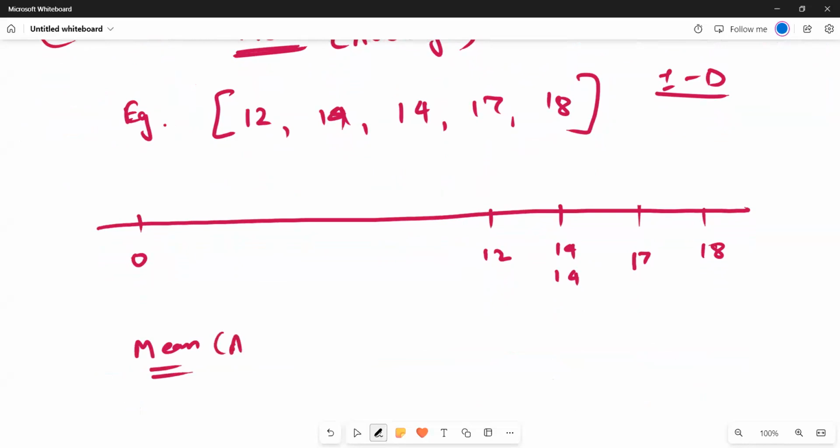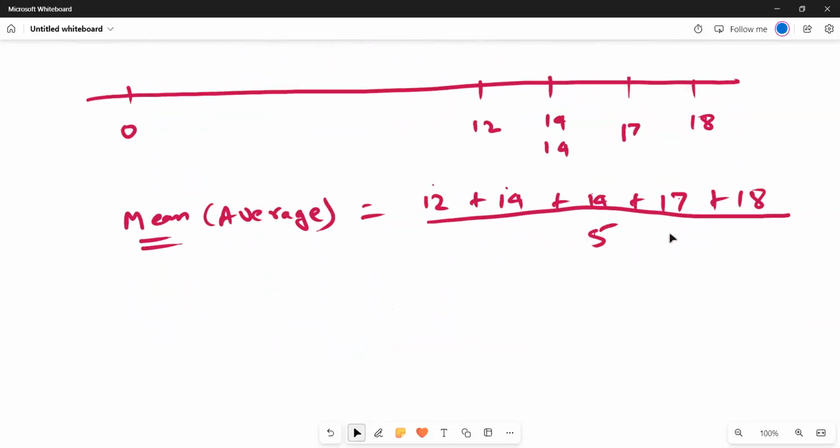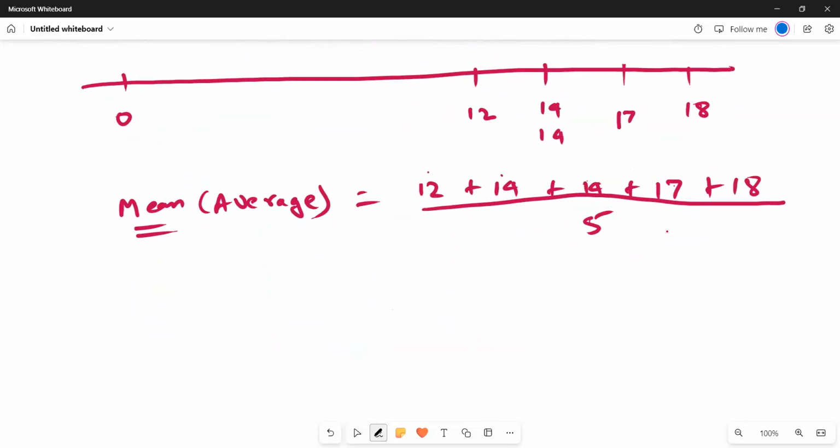Mean basically represents the average value of the data. So if I want to calculate mean over this, you can easily calculate. You can simply add all of these terms together, 12 plus 14 plus 14 plus 17 plus 18, and divide by the total number of elements. So this is 1, 2, 3, 4, and 5. I'll simply divide it by 5. Whatever figure I get will be the mean of the data. So let's add this: 8 plus 7 is 15, plus 4 is 19, plus 4 is 23, plus 2 is 25.